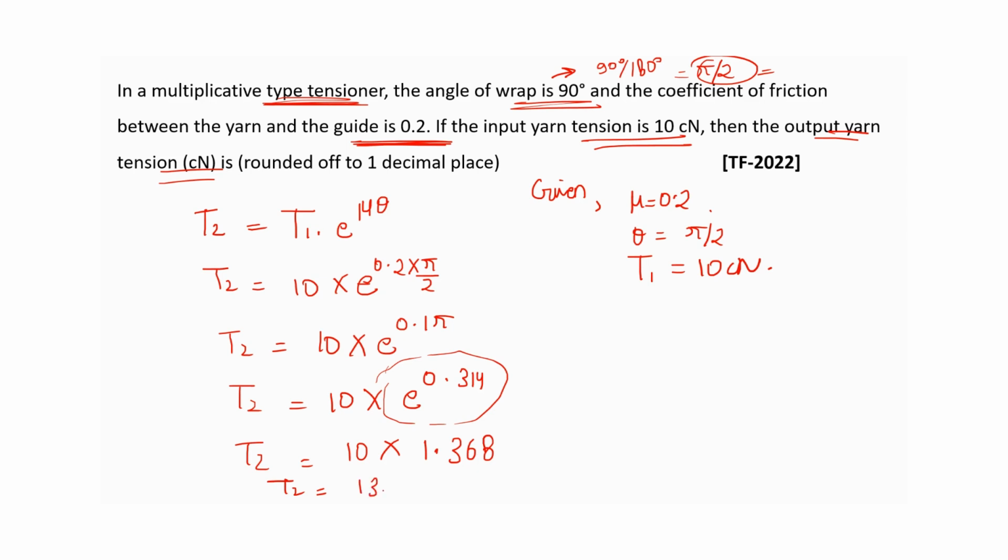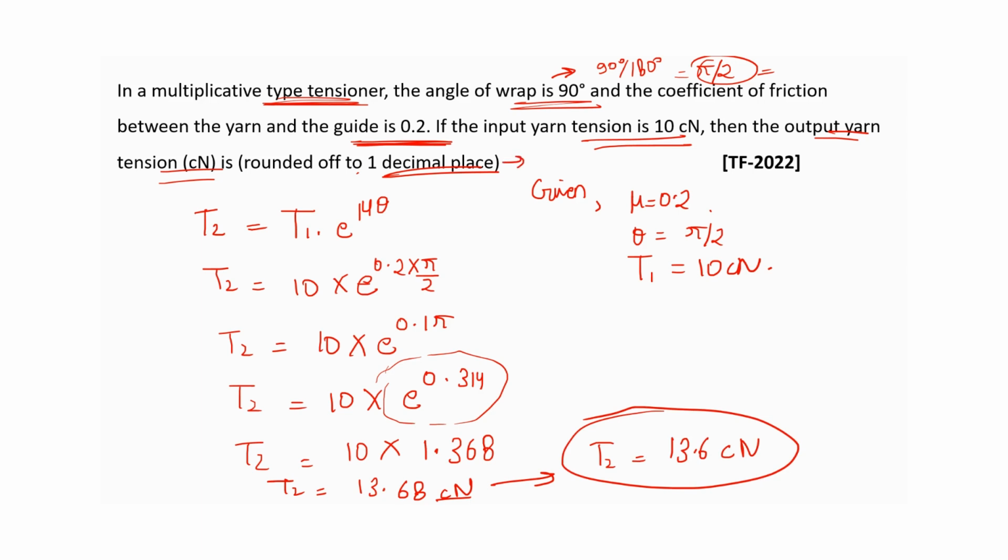So the answer is 13.68 centinewton. That is a valid value, but it is not the right answer since it is asked in one decimal place. Then the right answer is T2 is 13.6 centinewton. So 13.6 is the right answer. I think you have understood the concept behind this. So now coming to the next question.